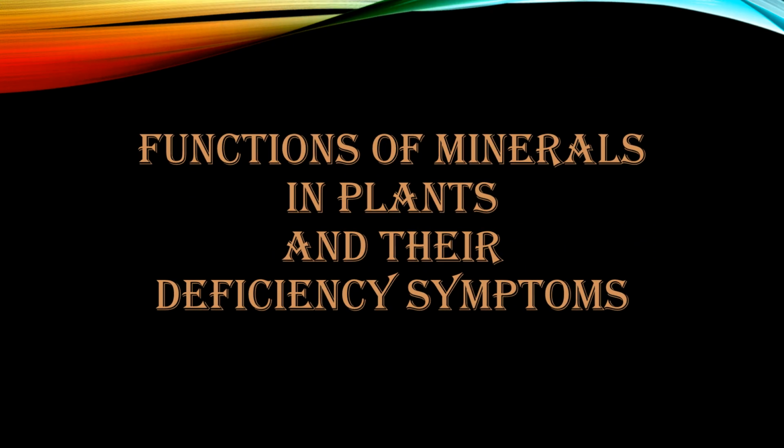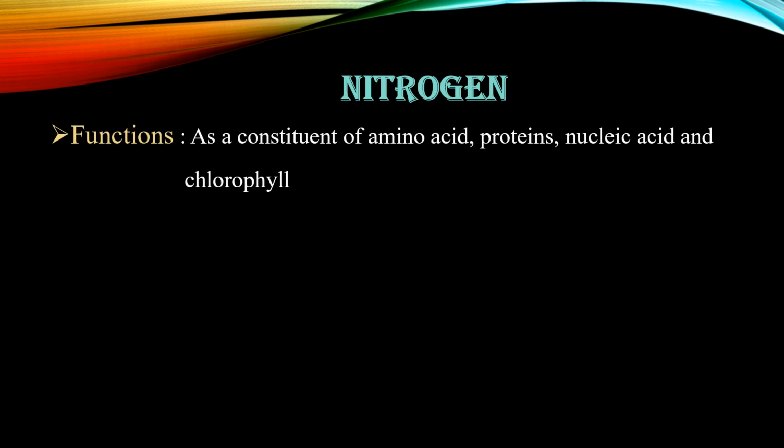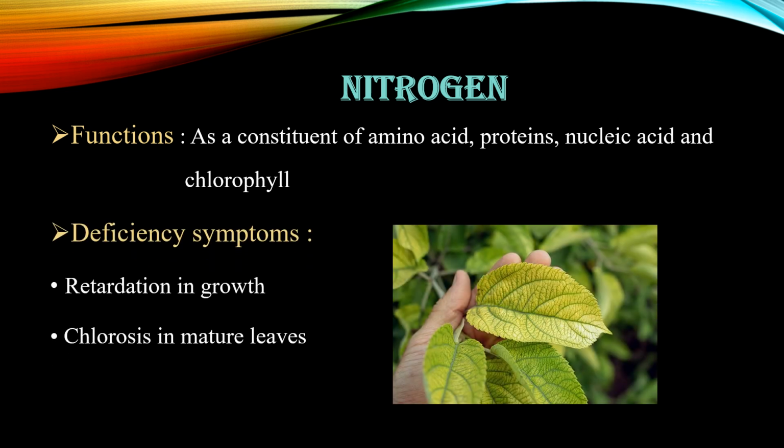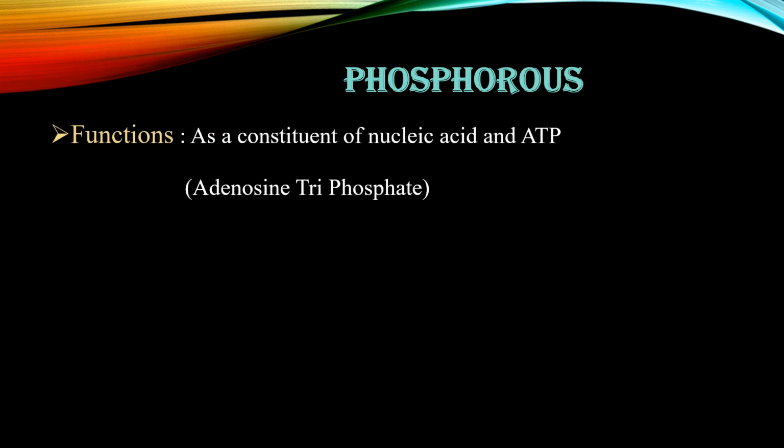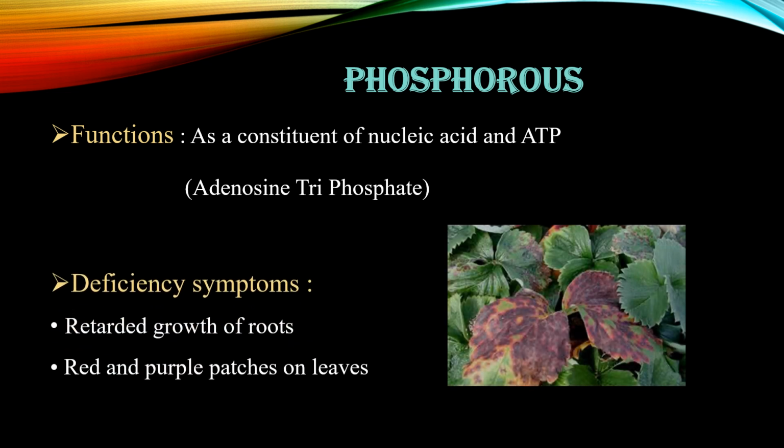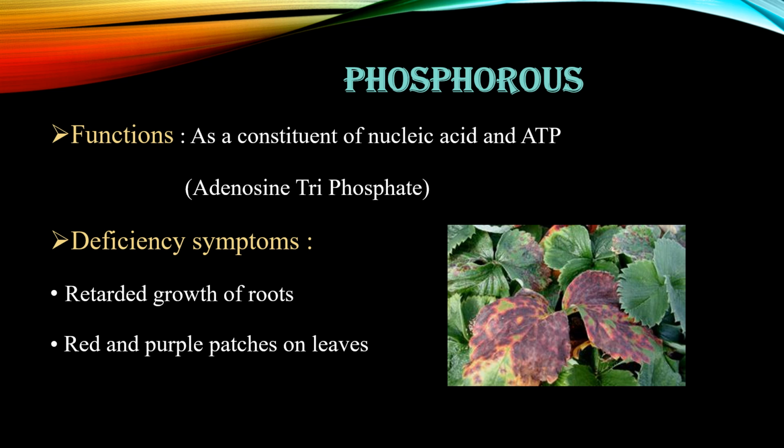Great! Now we will see the functions of minerals in plants and their deficiency symptoms. First, nitrogen. Functions: as a constituent of amino acids, proteins, nucleic acids, and chlorophyll. Deficiency symptoms: retardation in growth and chlorosis in mature leaves. Phosphorus. Functions: as a constituent of nucleic acids and ATP, which is adenosine triphosphate. It's a nucleotide. Deficiency symptoms: retarded growth of roots, red and purple patches on leaves.